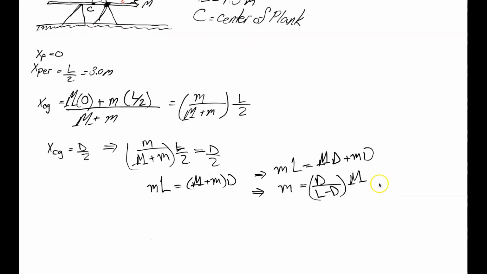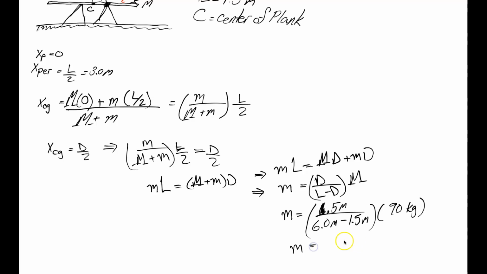And we have those values, so we can say that little m then is d, 1.5 meters, over L, which is 6 meters, minus 1.5 meters, all times 90 kilograms, which means that little m is going to be 30 kilograms. So the person can weigh at most 30 kilograms in order for us to balance this plank.